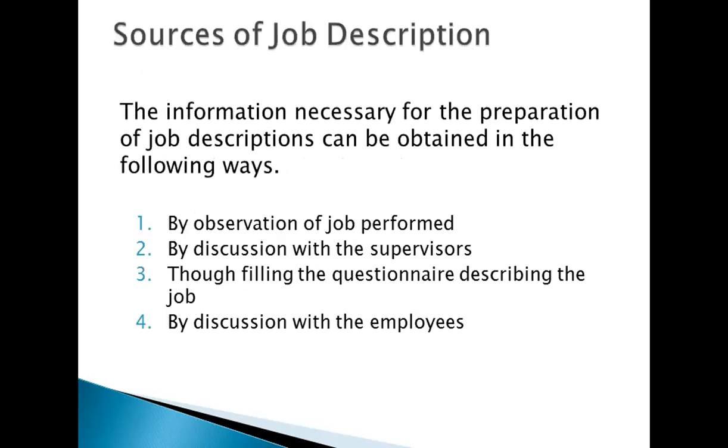Now, what are the sources of job description? The information necessary for the preparation of job descriptions can be obtained in the following ways. We can use the following four ways to get important information about the job description. First one is by observation of the job performed. Just look at what a person is doing. Look at what a police officer is doing, what a teacher is performing. By observing the job performed, you can easily get the information necessary for describing the job.